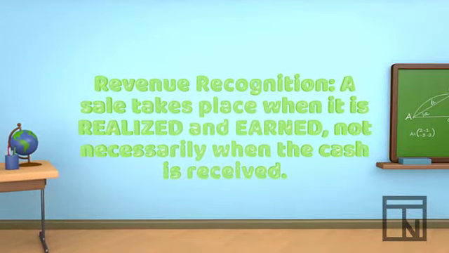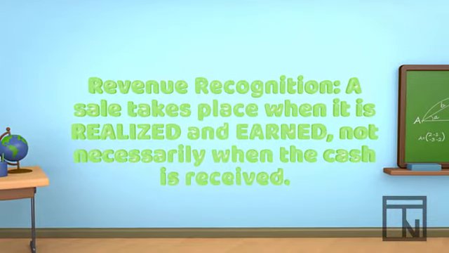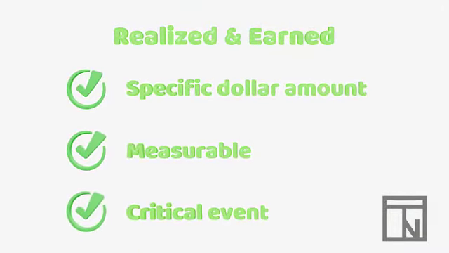Revenue recognition essentially states that a sale takes place when it is realized and earned, not necessarily when the cash is received. A sale is considered realized and earned if there is a specific and agreed upon dollar amount that is measurable, and if a critical event has occurred that can identify some completion on the part of the seller.